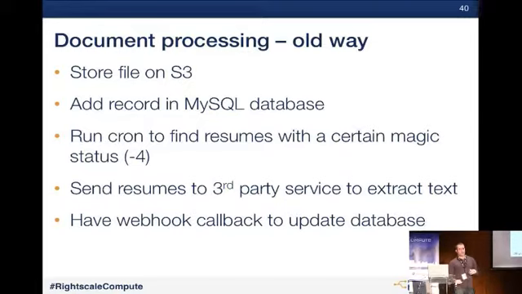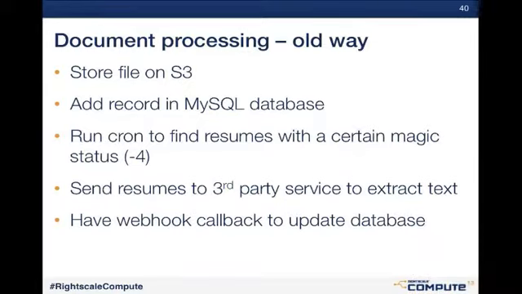And if the third-party service could get text, they sent it back. If they couldn't, there was some sort of failure, there was some sort of webhook callback. And that was all happening as soon as you applied. So this didn't scale at all. We had a lot of problems with this.